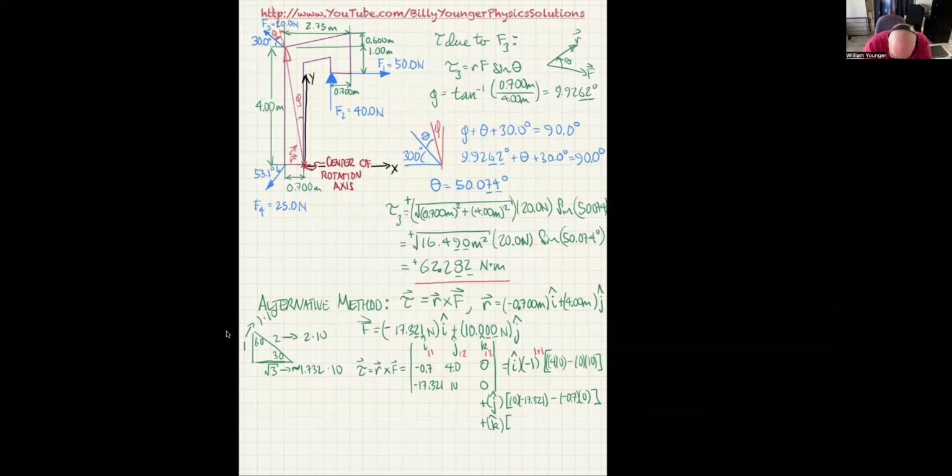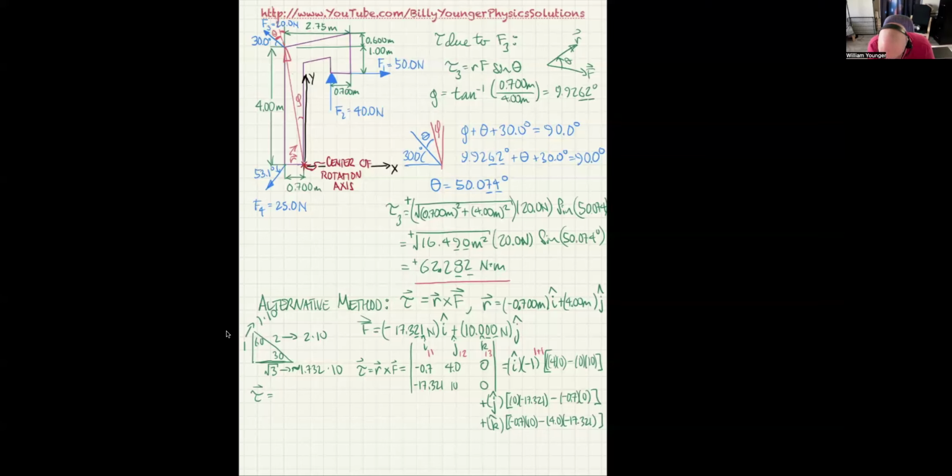So we're going to say -0.7 times 10 minus 4.0 times -17.321. And you can see both the terms came out to be 0 except for the k. So now I have torque as a vector quantity is just equal to some number times k hat. -0.7 times 10 is -7. So I get -7 for the first part of that.